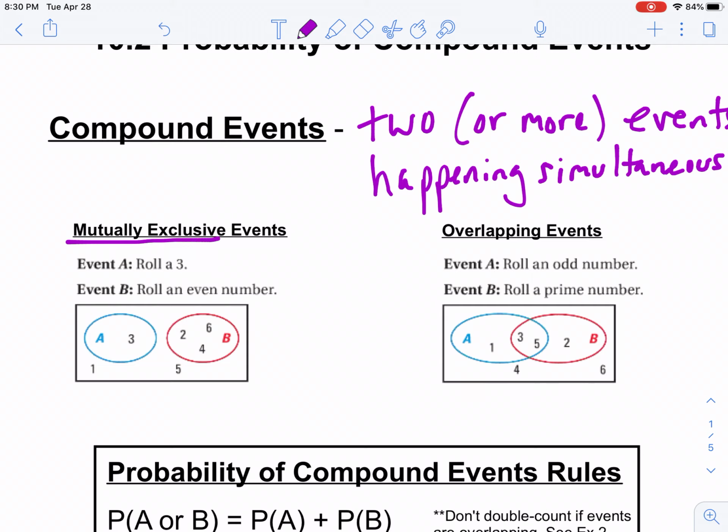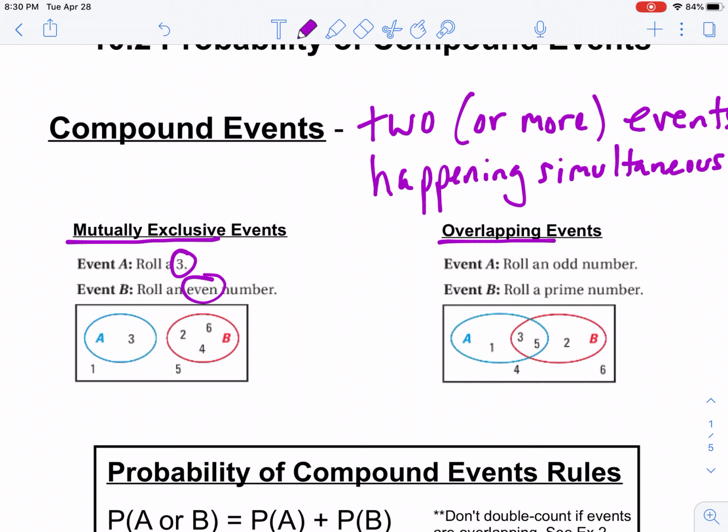You have what are called mutually exclusive, and then you have what are called overlapping. Mutually exclusive means they have nothing at all in common, like rolling the number 3 and rolling an even. They have nothing in common. 3s are not even, and evens can't be the number 3. So they're totally separate of one another.